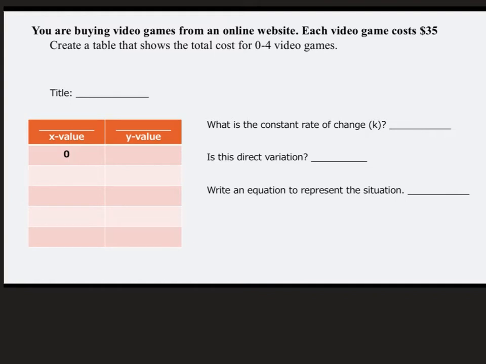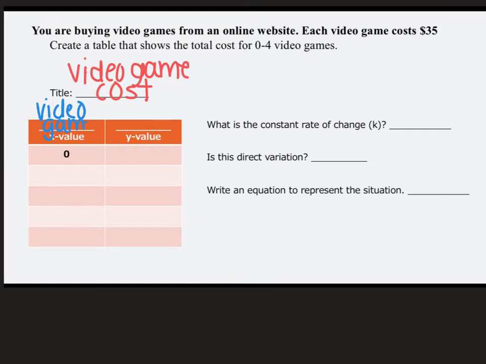So the title, I'm just going to title this video game cost. You can type it, you can write it. Whoa, that is sloppy. So I titled it video game cost, and then our X values are going to be how many video games we're buying. So just label it video games.